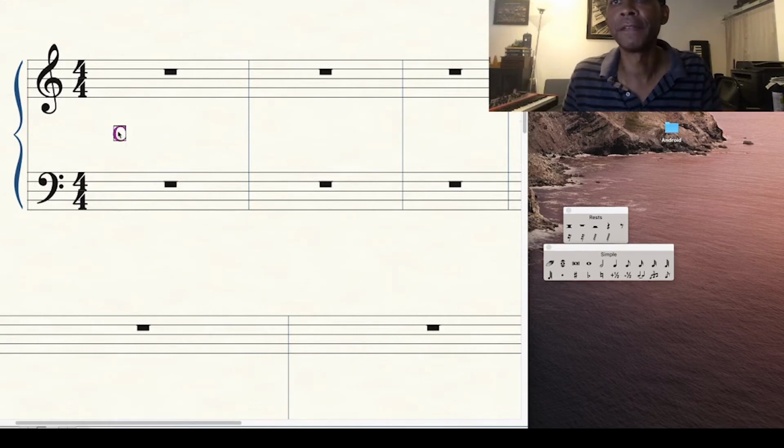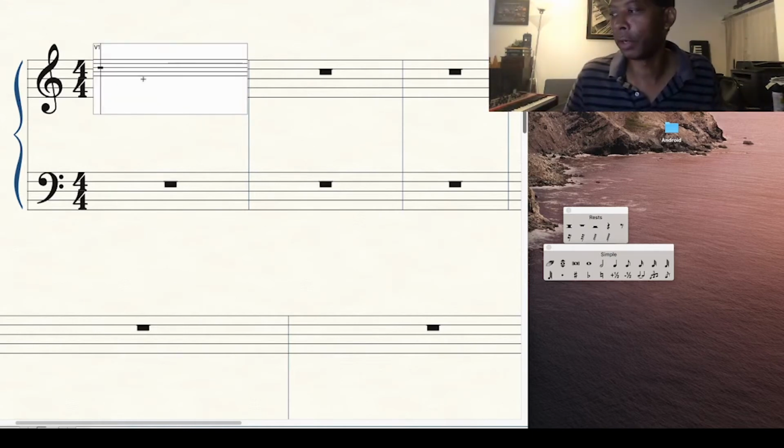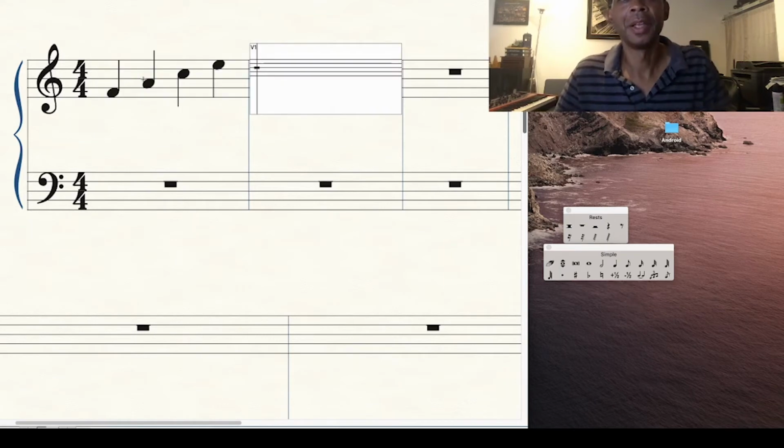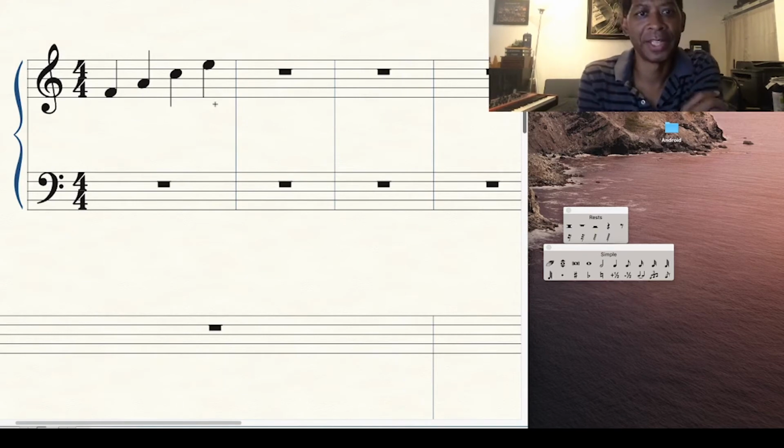You can basically first look at the lines and then look at the spaces. So first we're going to start with these spaces. All right, so if I come over here and I go F, A, C, E. Okay, so we have F, A, C, and E. That's a way to basically remember it.